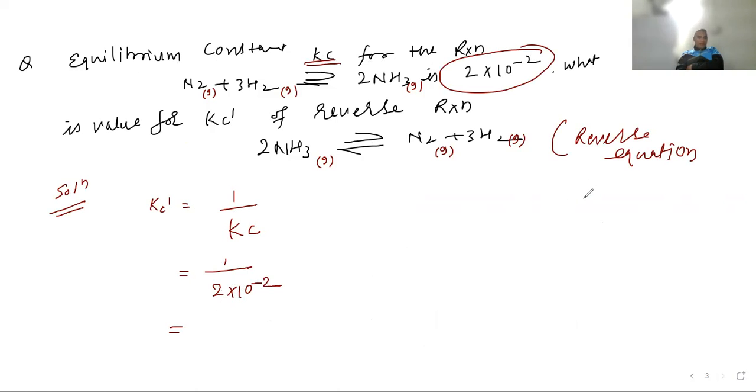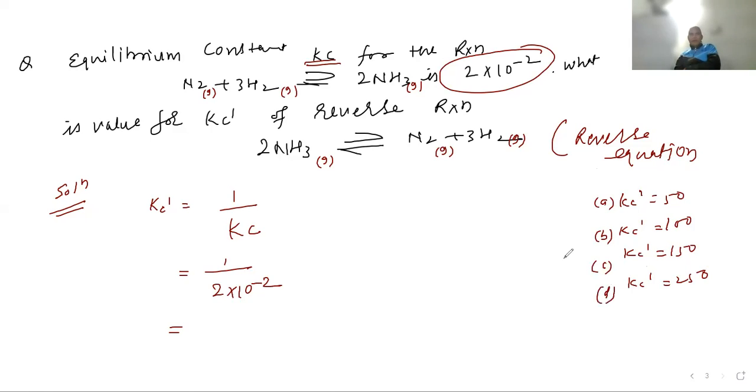I am writing the options here. 50, Kc dash is equal to how much? 50, Kc dash is equal to 100. Kc dash is equal to 150. Kc dash is equal to 250. This is option A, this is option B, this is C, and this is D. So try to solve.